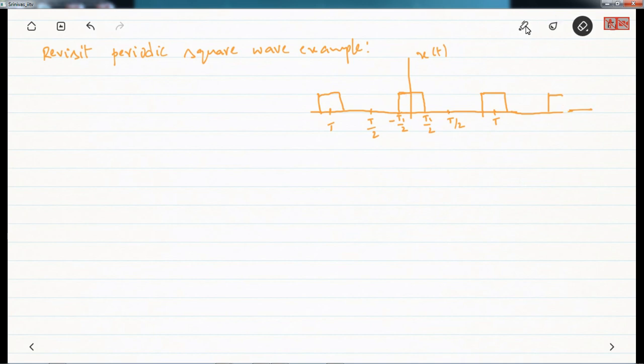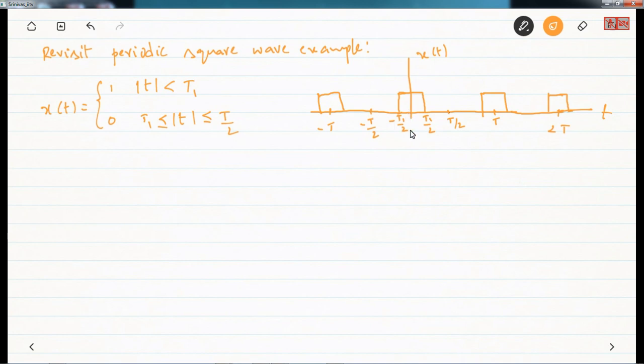So how did we express this signal? We expressed this signal over one period. So x of t over one period, remember this, over only one period can be expressed as: it is equal to 1 for modulus of t less than t1, and 0 for t1 less than or equal to modulus of t less than or equal to T by 2, right? So this was our signal over one period.